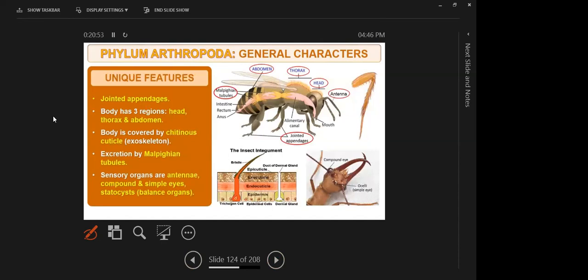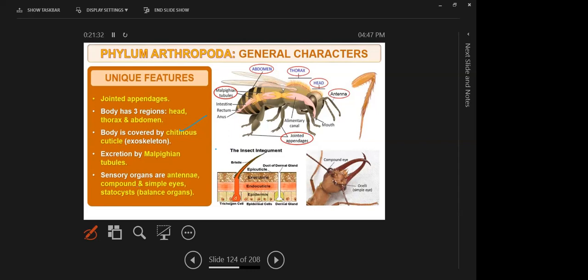Now the unique features. This particular section is very, very important for your exam. They have jointed appendages, that is jointed legs. The body has three regions: head, thorax, abdomen. The body is covered by an exoskeleton made up of chitin. Where else have you come across chitin? Very good, fungi, in the cell wall. Excretion is by Malpighian tubules. For sensory organs, they have antennae. You have seen the antenna, right? The antenna helps in sensing.